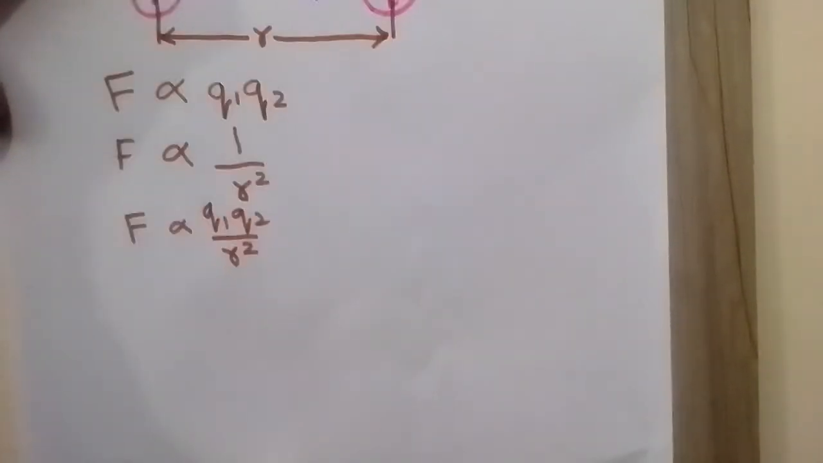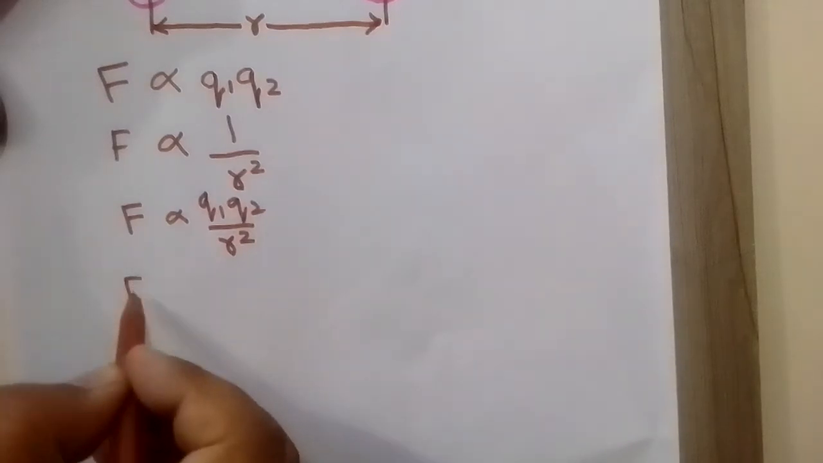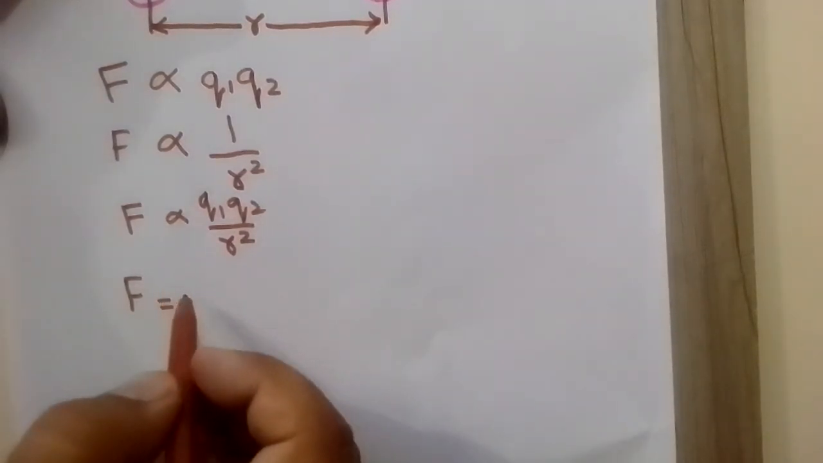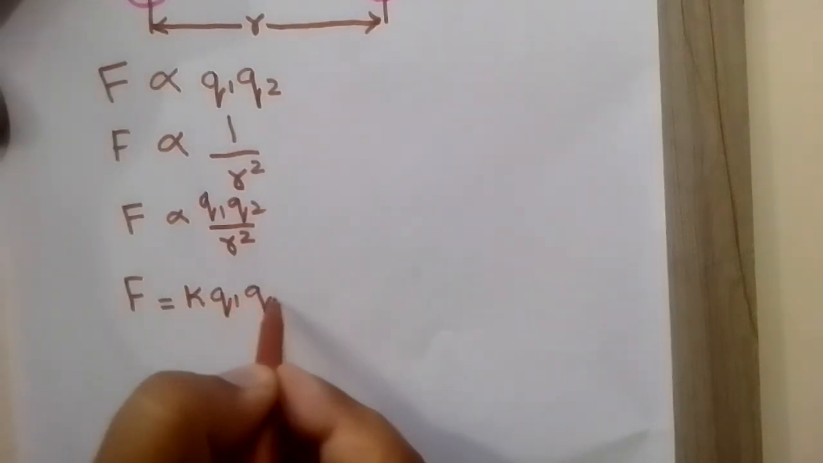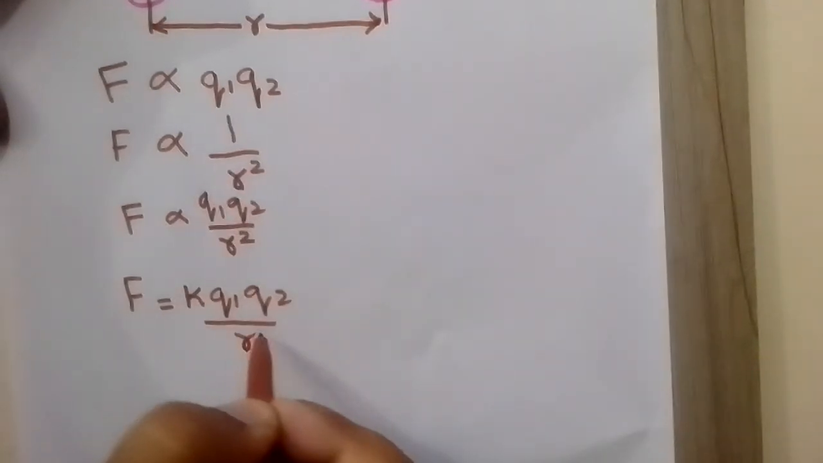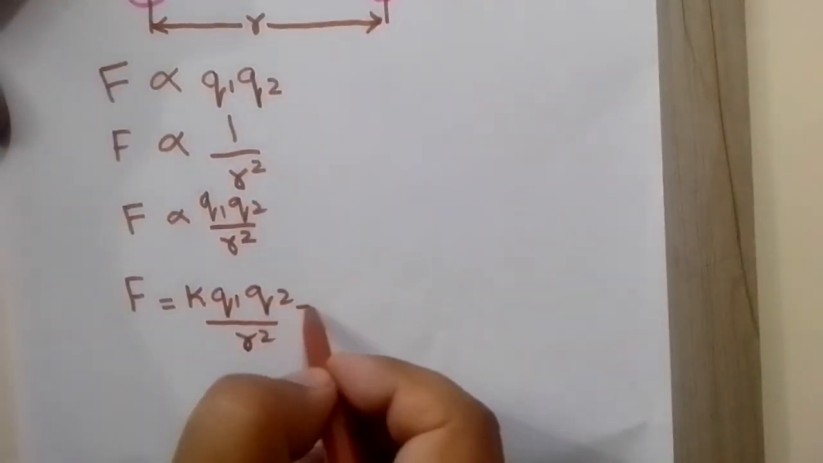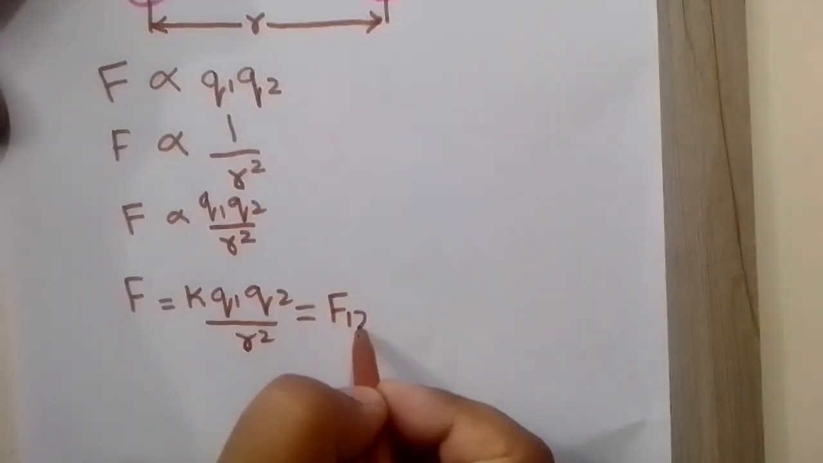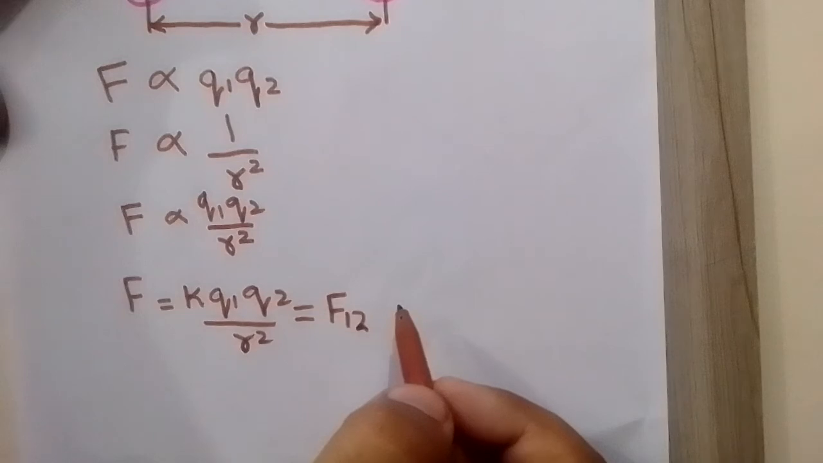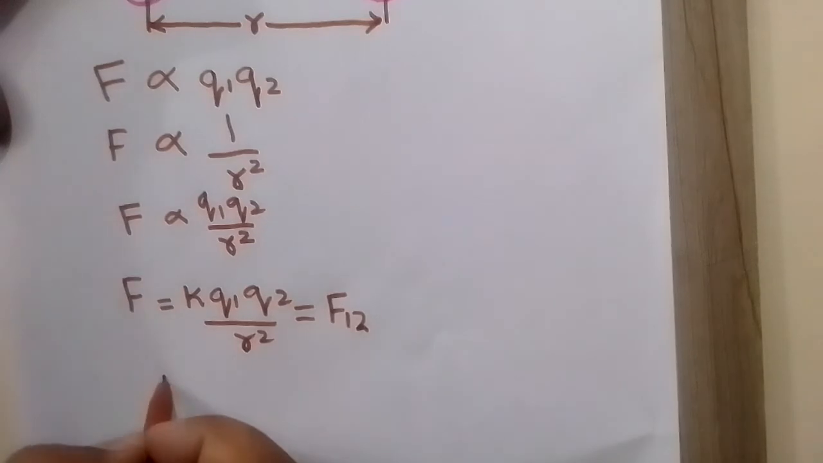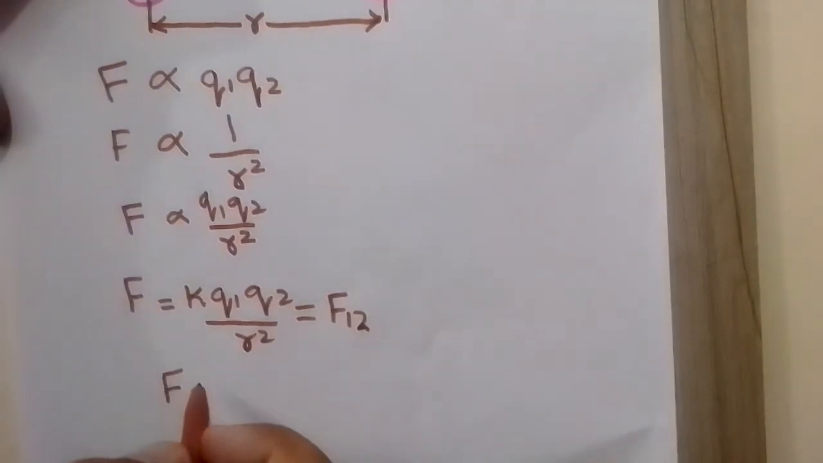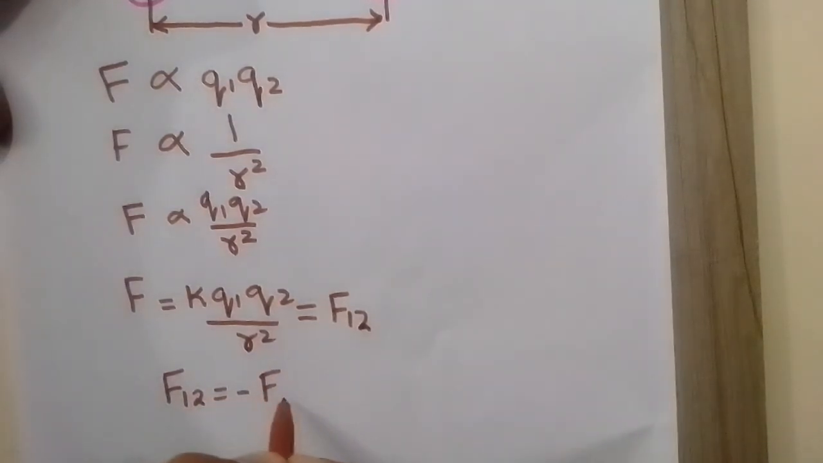Let us remove the sign of proportionality and bring the sign of equality. So we have to bring a constant K. F is equal to K Q1 Q2 over R square. This force can be either F12 or F21. If this is the force F12, then F21 will have the same magnitude but will be in the opposite direction. So F12 is equal to minus F21.